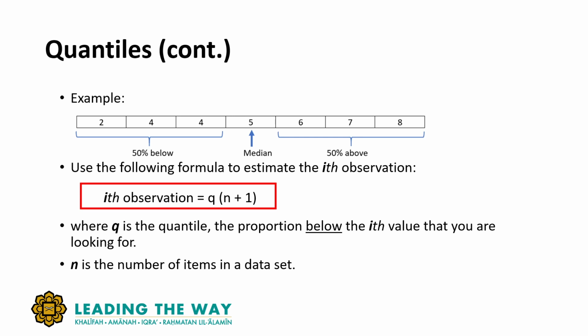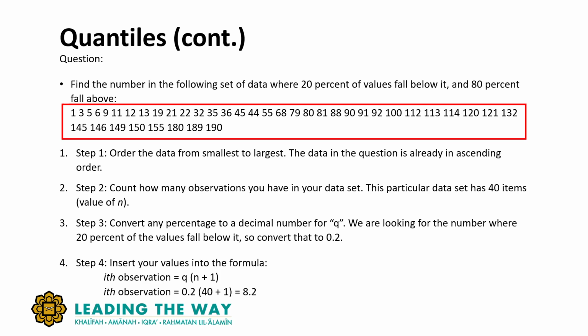The following formula is to estimate the ith observation. The ith observation is equal to q(n+1), where q is the quantile, the proportion below the ith value that you are looking for, and n is the number of items in the data set. Here is an example: find the number in the following set of data where 20% of values fall below it and 80% fall above. They give you the data here.